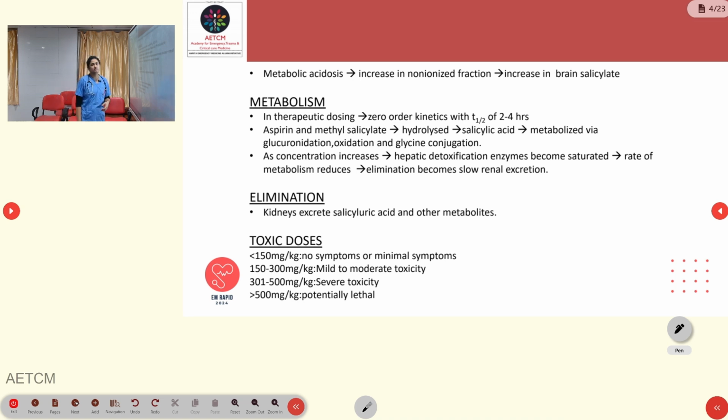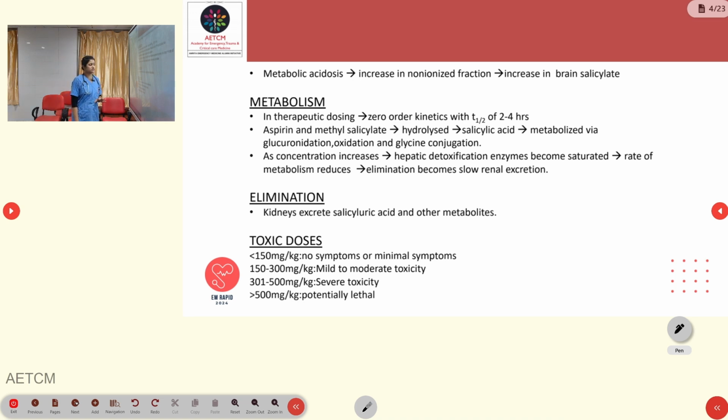Coming to metabolism, in therapeutic dosing, it follows first order kinetics with a half life of 2 to 4 hours. And aspirin and methyl salicylate, which are hydrolyzed to salicylic acid, are metabolized by glucuronidation, oxidation and glycine conjugation. As concentration increases, hepatic detoxification enzymes become saturated and the rate of metabolism reduces. So, elimination becomes slow, and it is by renal excretion. As said, kidneys will excrete the salicylic acid.